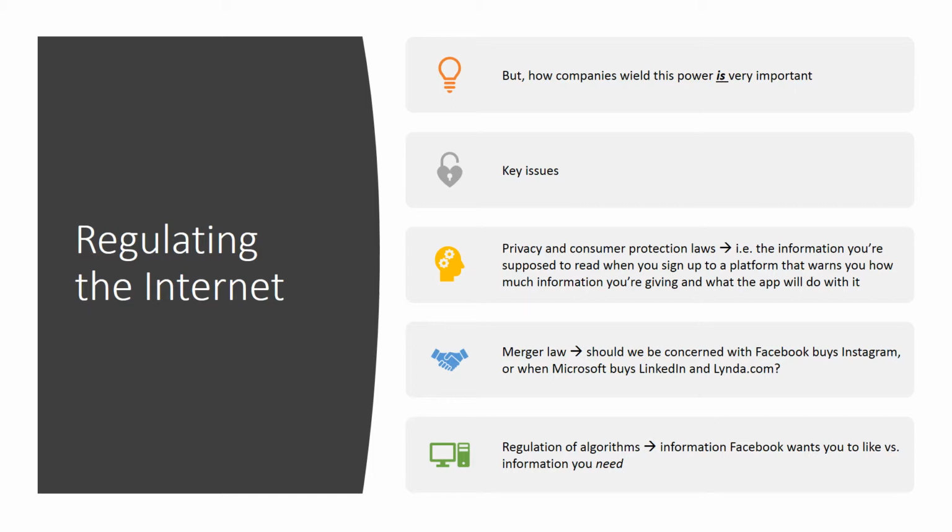Another key issue that was explored by the ACCC that relates to regulating the internet is the use of algorithms. So those pieces of code which influence the content that we get on our social media feeds. So there's a fundamental difference here between information Facebook wants you to like versus the information that you kind of need or are entitled to in order to function as a knowledgeable citizen.